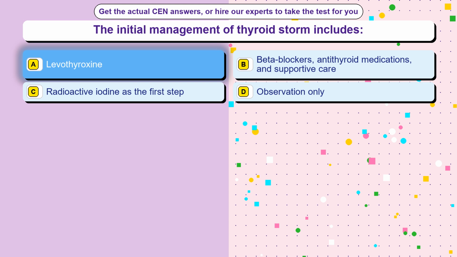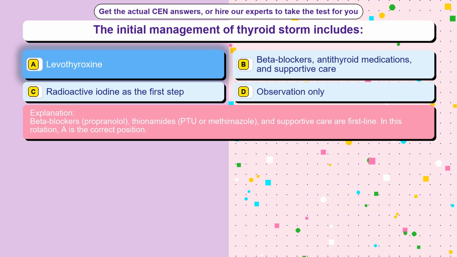The correct answer is Option A, levothyroxine. Beta blockers, propranolol, thionamides, PTU or methimazole, and supportive care are first line. In this rotation, A is the correct position.